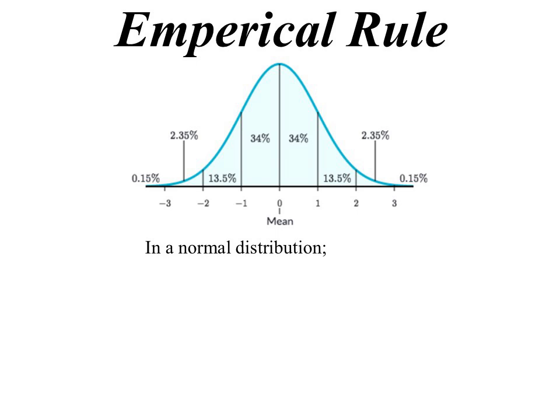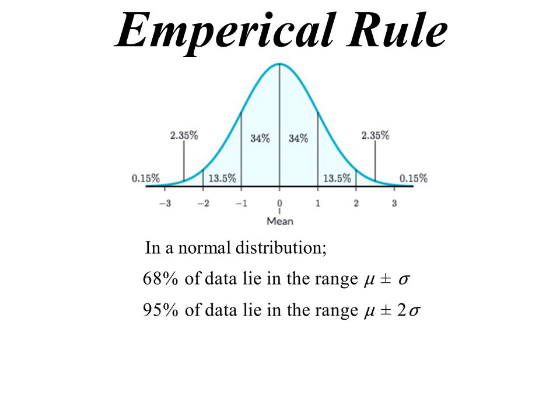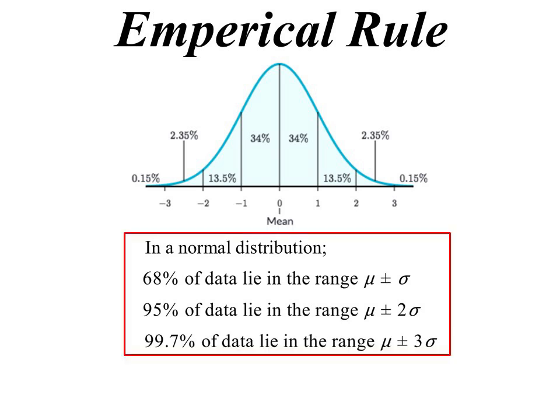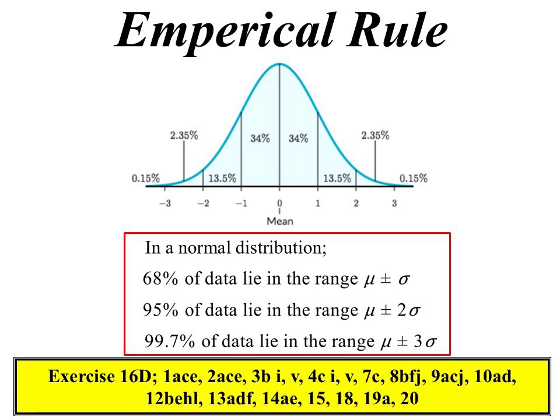Okay? So in a normal distribution, we know 68% of the data lie within one deviation either side of the mean. We know 95% within two deviations either side of the mean, and virtually all of the data is within 3, so 99.7% of the data lies between 3 deviations from the mean. So that's the other way, as I say, they might phrase questions so that you can just go, I know it's 2 deviations from the mean, therefore the probability is this. Okay, so 16D.